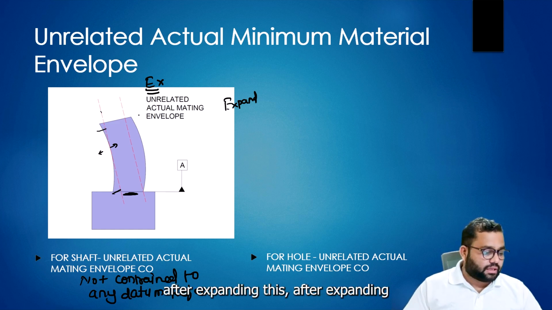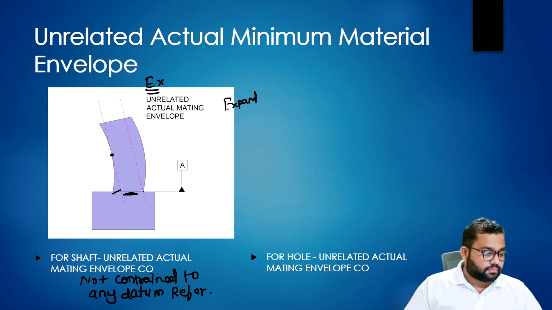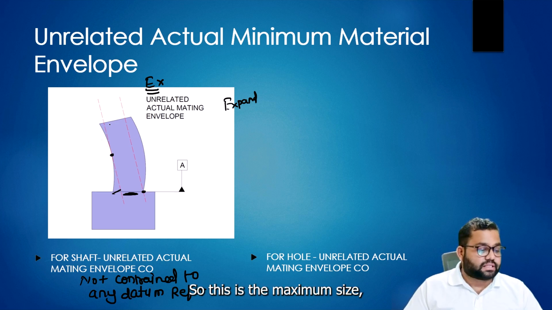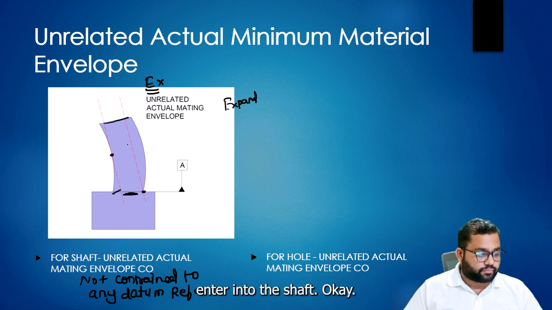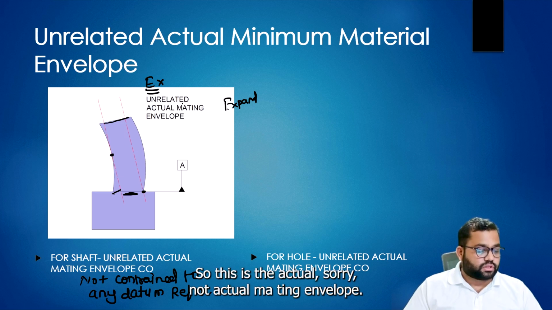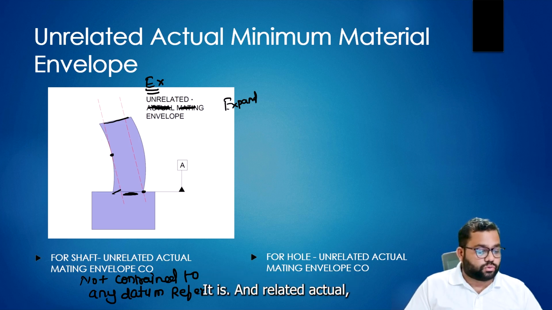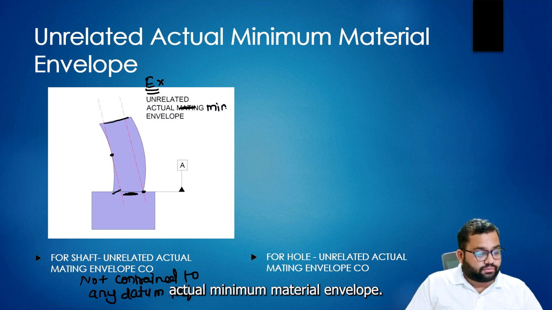So now you can see after expanding, it touches the low points of the shaft. Okay, so this is the maximum size envelope which can be imagined entering into the shaft. So this is the, sorry, not the actual maximum material envelope, it is the unrelated actual minimum material envelope. So I will write down here, actual minimum material envelope.